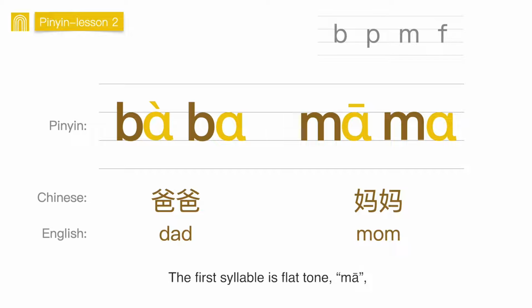The first syllable is flat tone. Ma. The pronunciation is heavier and longer. And the second is natural tone. Ma. Ma. The pronunciation is lighter and shorter. Together to read. Ma. Ma. There is no tone mark for natural tone. So, if you see the finals without a tone above, that's natural tone.